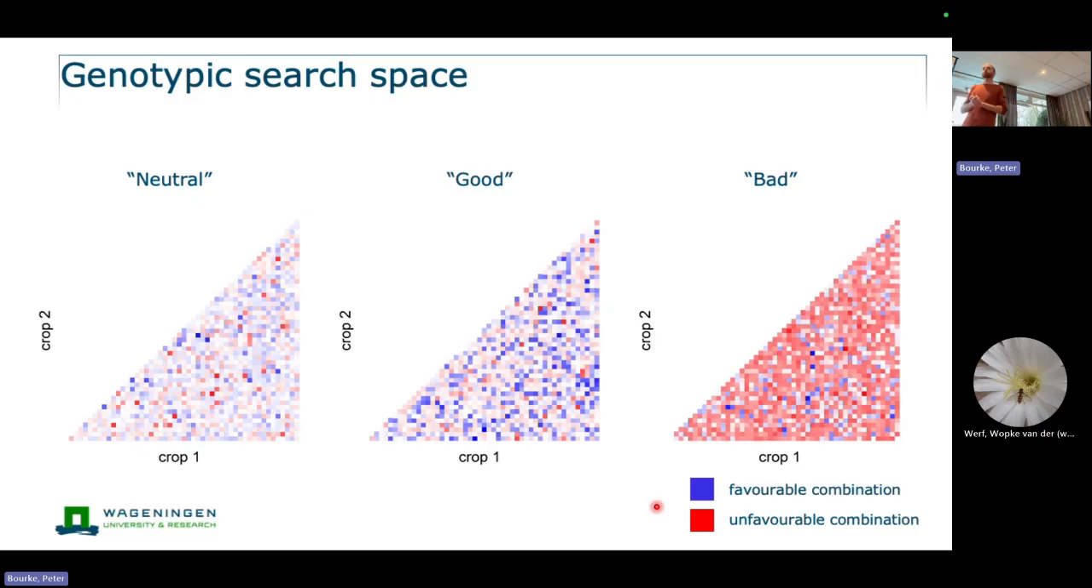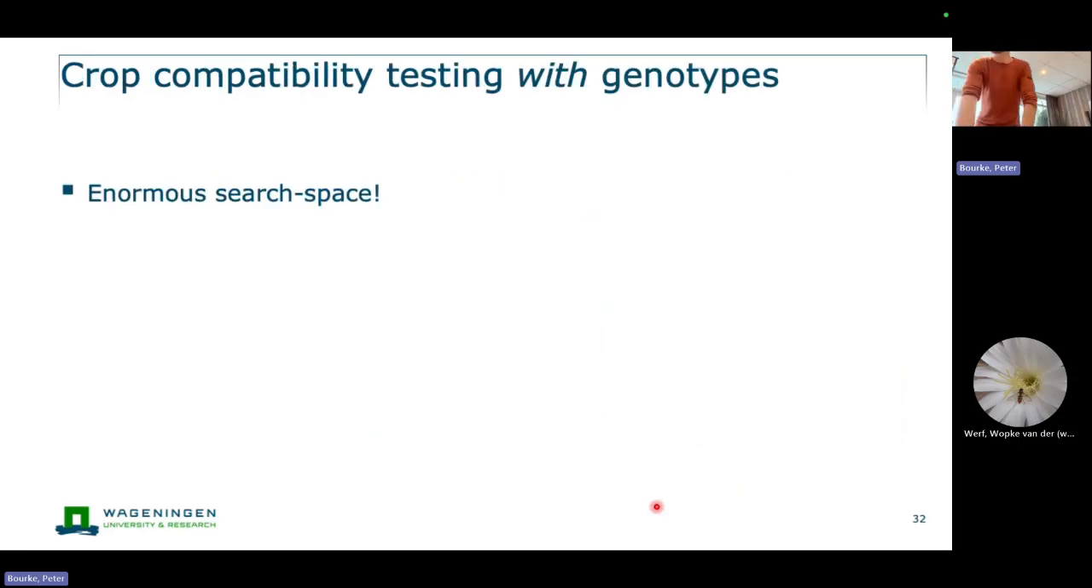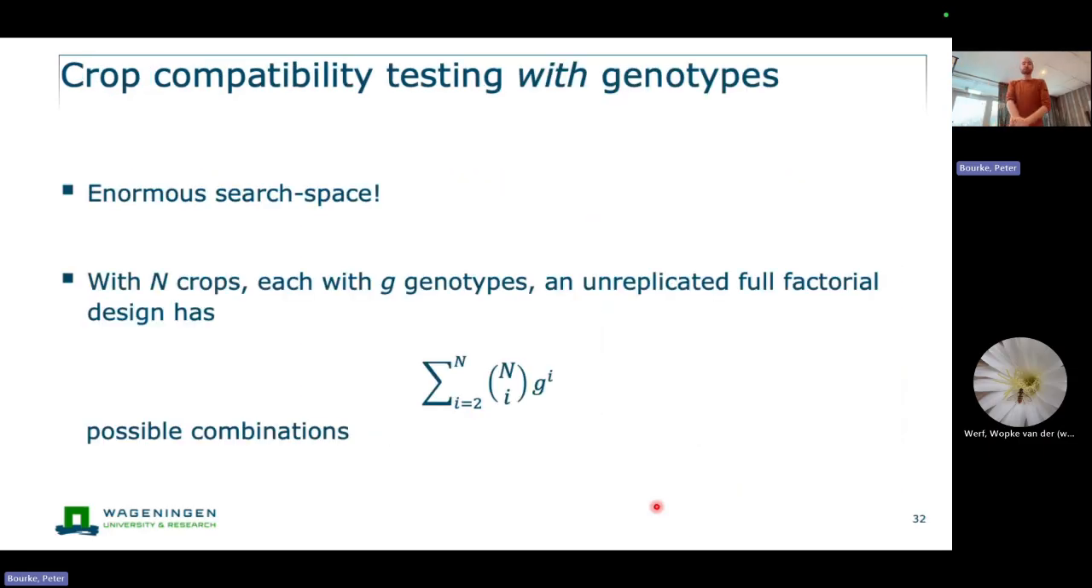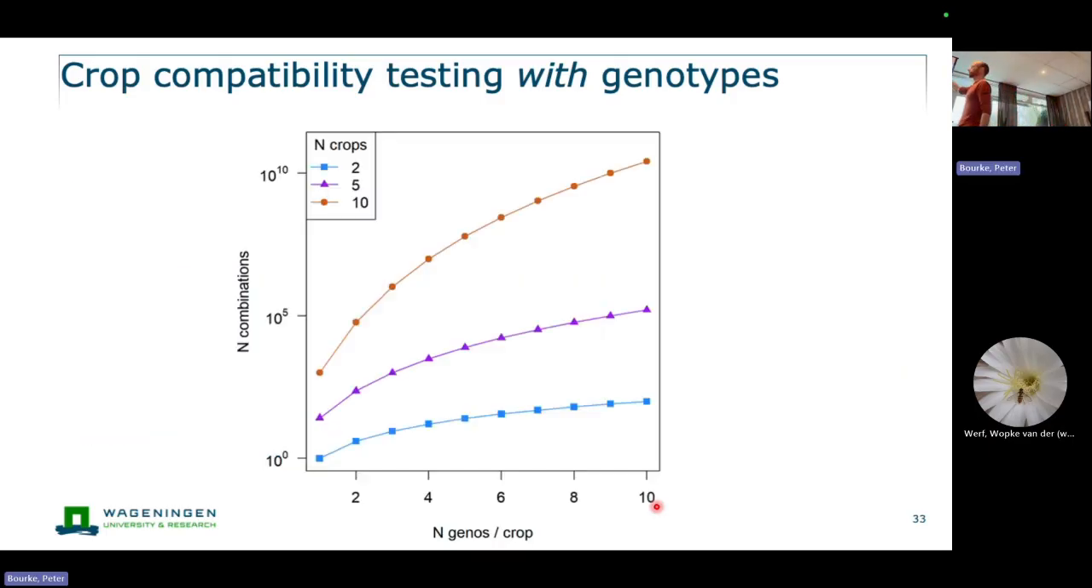So it's a bit of a conundrum for an experimentalist if you want to test not just which species go well together, but also bring in a genetic component. Well, then the experiments start to explode. So the search space becomes too large for us to deal with. If we look here, suppose we're again looking for compatibility between two crops, that's this line here. Once we start introducing a certain number of genotypes, we can see that line already starting to get to enormous numbers of combinations that we need to test.